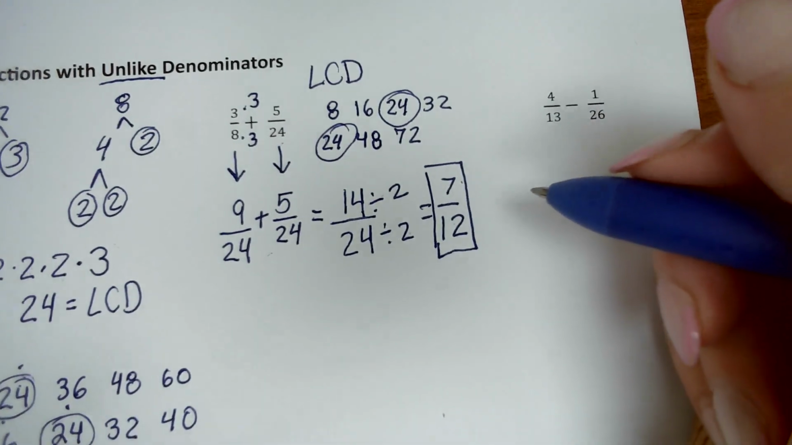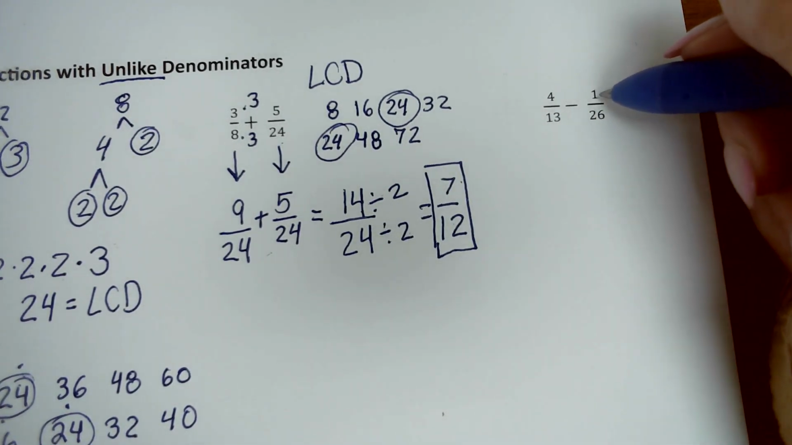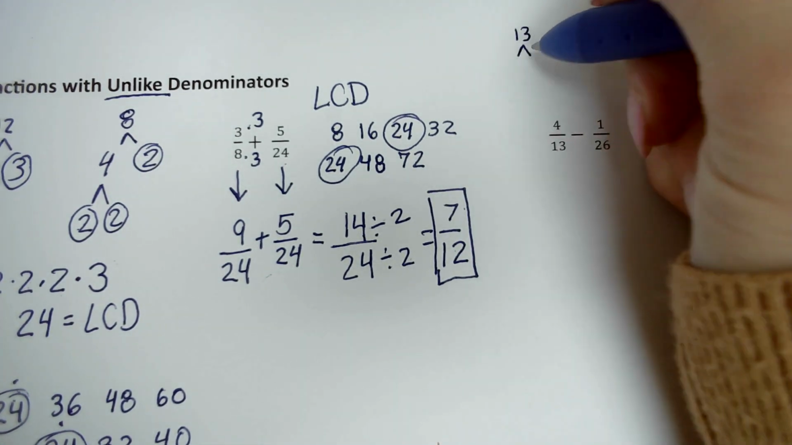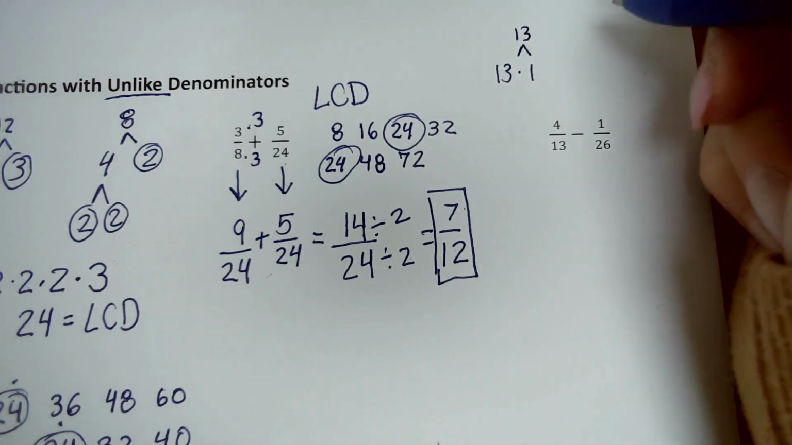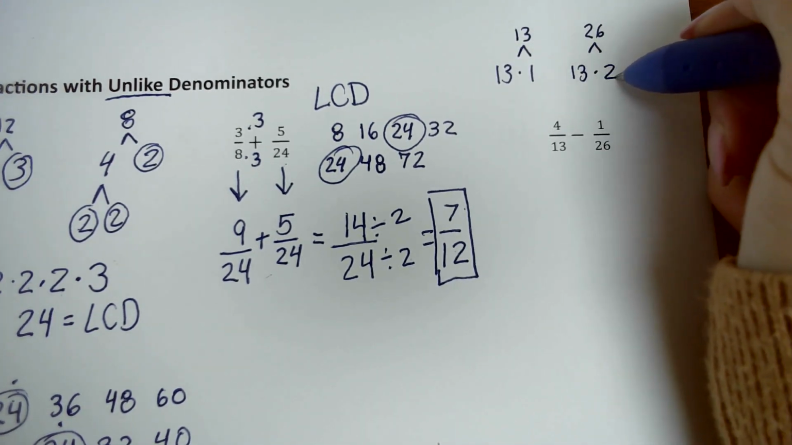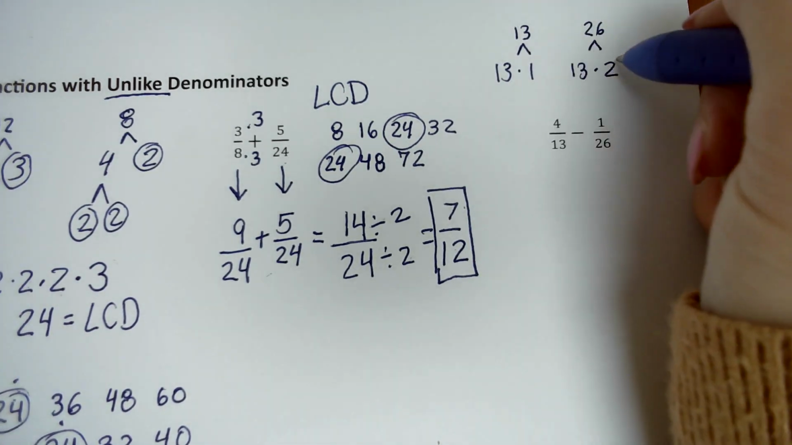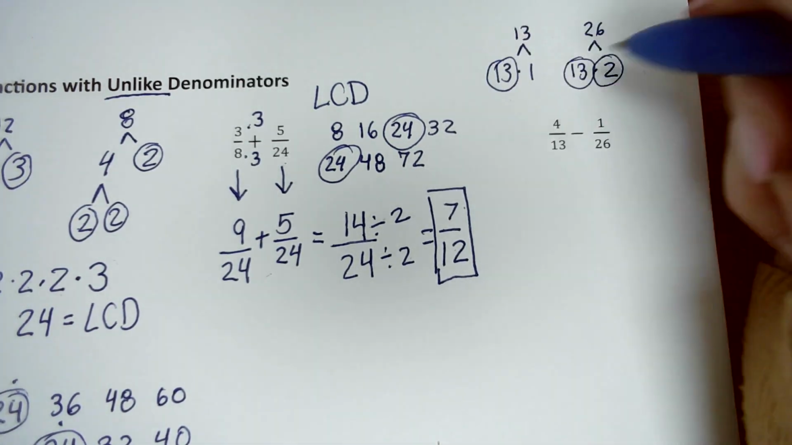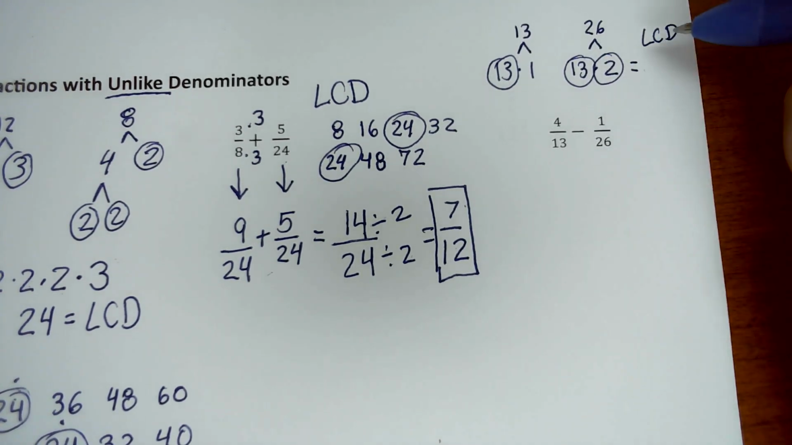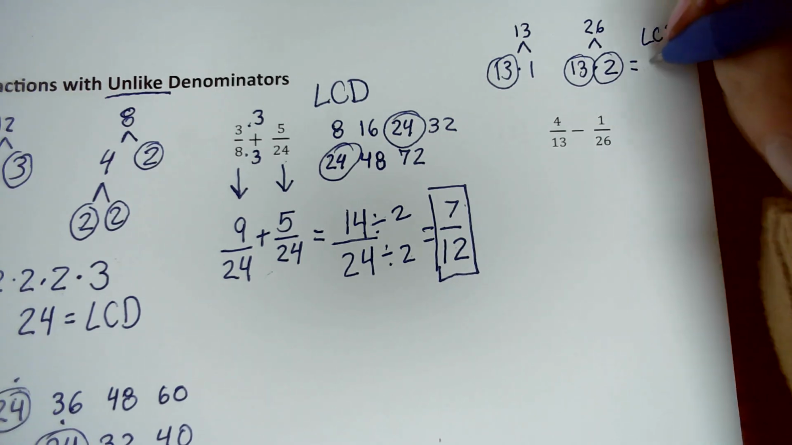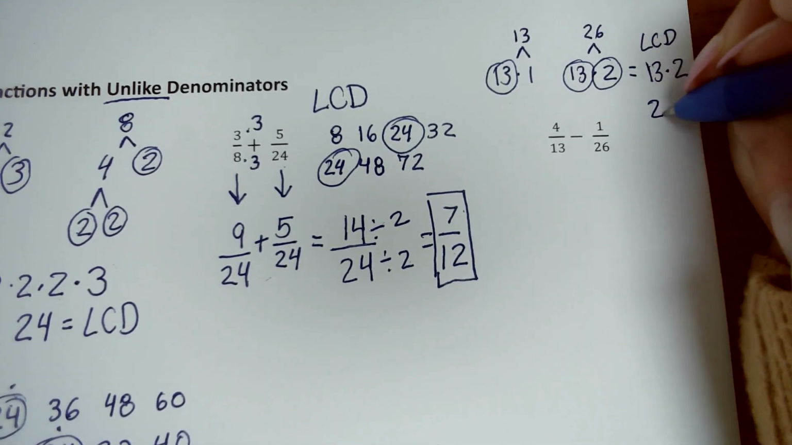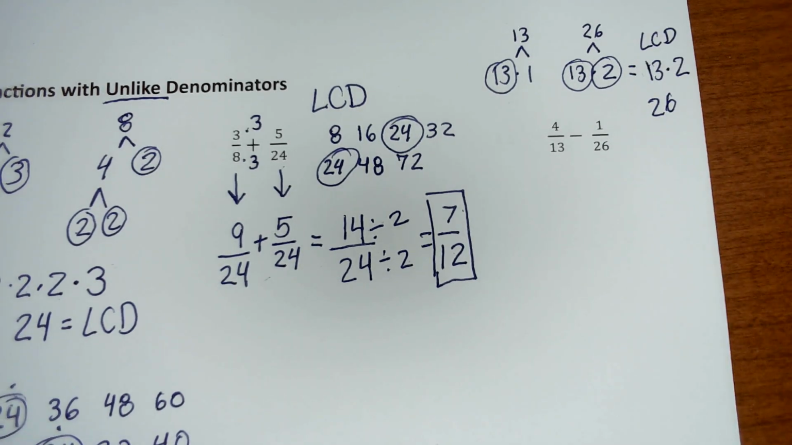Now the last one in this section, 4 over 13 minus 1 over 26. So if I have 13, that's 13 times 1, it's prime, and 26 is 13 times 2. Now if we are finding our LCD, we're going to take each number the most times it appears. Well, that's 13 times 2, so our LCD is 26.